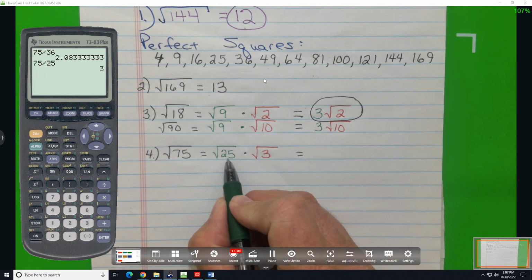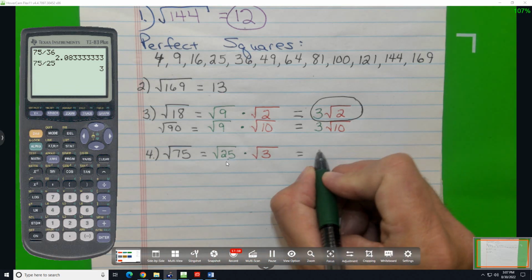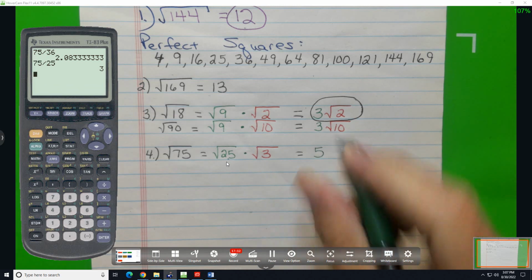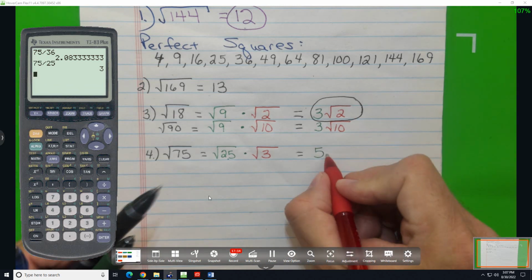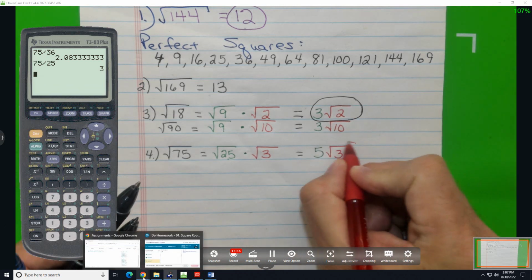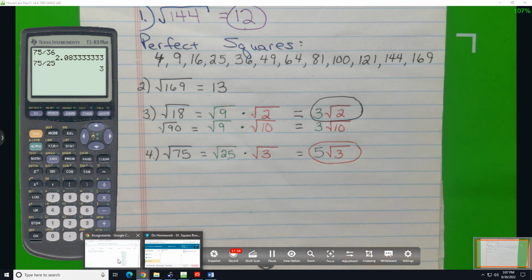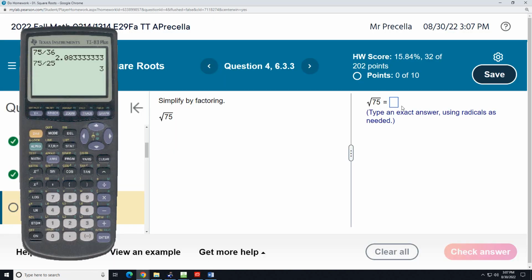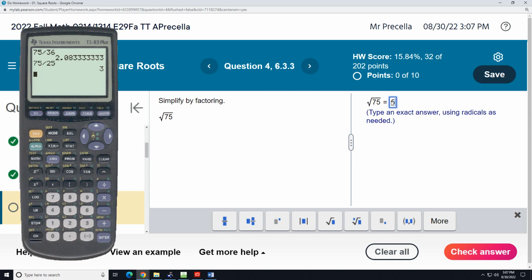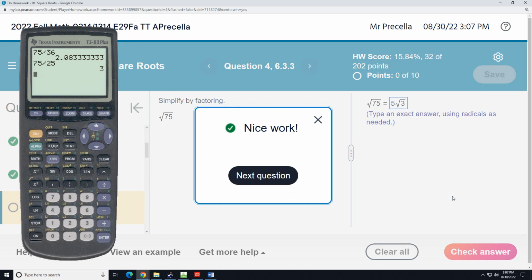Now, how am I going to write this? A green square root of 25. 5 square root of 3. Oh, okay. Type that in, Tim. So, I come back over here. I type in 5, and then what do I do? Hit the square root key, Tim. And underneath the square root, I have a 3. Any questions?